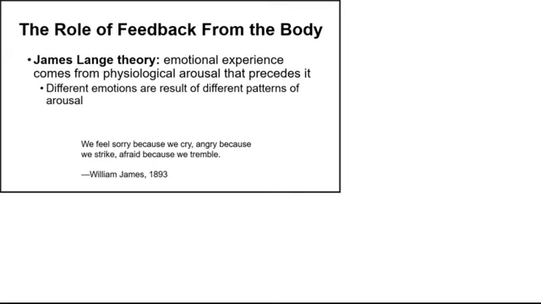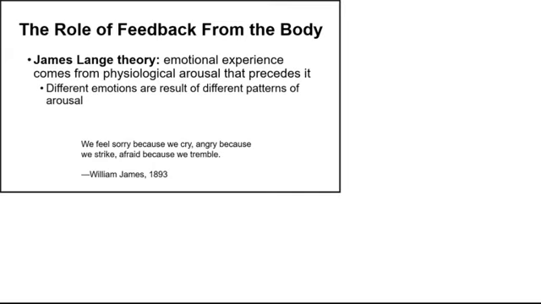The first that you might have heard of back in 104 is the James-Lange theory. And this basically states that emotional experience comes from physiological arousal that comes before it. So our body reacts to things. We have different patterns of arousal, and that leads to us experiencing emotion. The quote at the bottom says, "We feel sorry because we cry, angry because we strike, and afraid because we tremble." So we have to fit what we're feeling based on what our body is experiencing. It's almost like your body reacts, and then you figure out what emotion fits with that reaction.